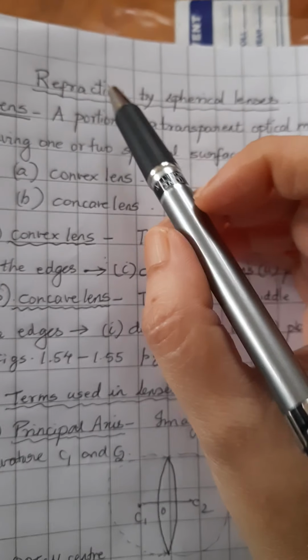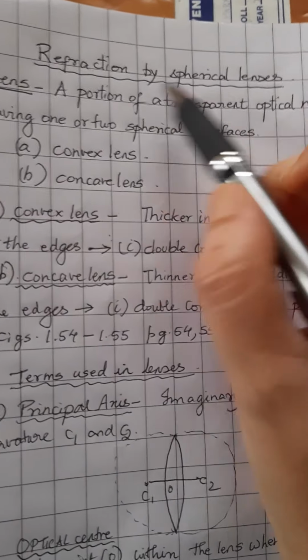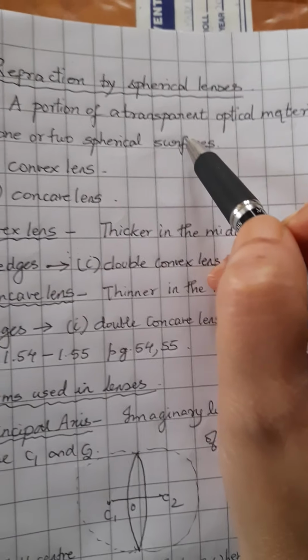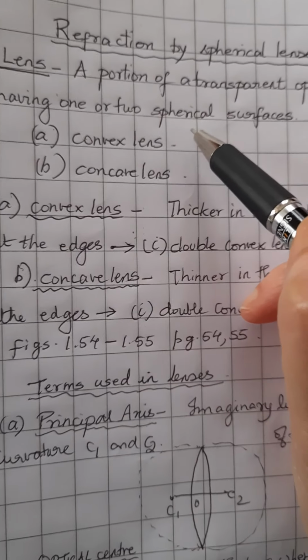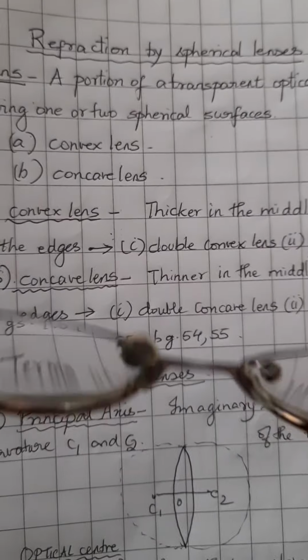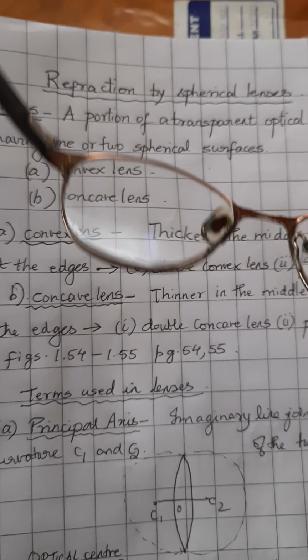Right, today we are going to talk about the refraction by spherical lenses. A lens is that portion of a transparent optical material having one or two spherical surfaces. This is an example of one lens. This is a convex lens which I'm using.